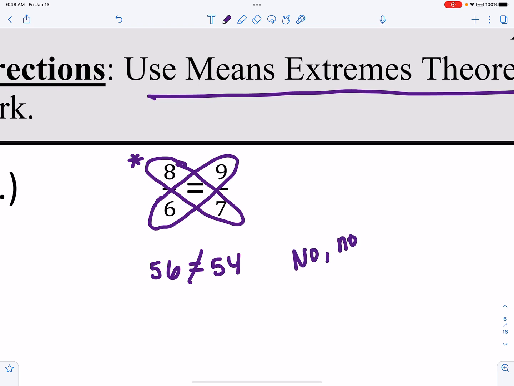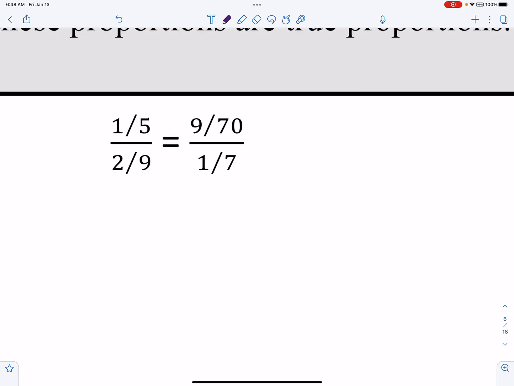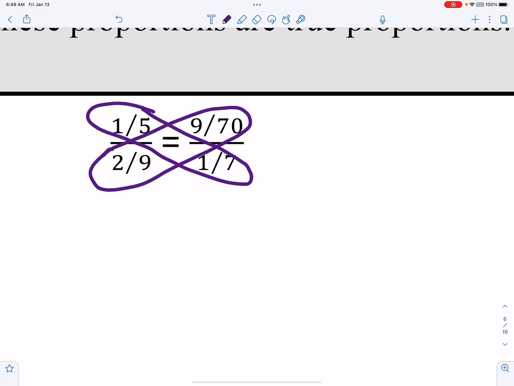So no, not proportional, okay? All right, let's check this one. They want us to do means and extremes. And so we're going to cross multiply here. I'm going to start with this one.